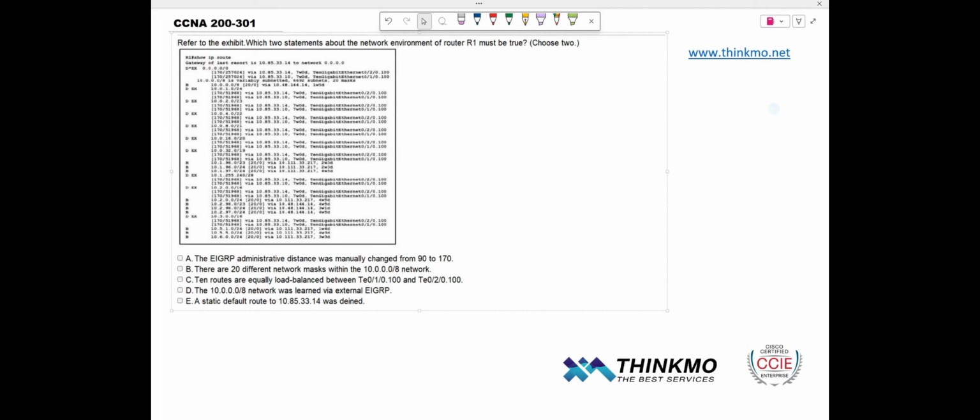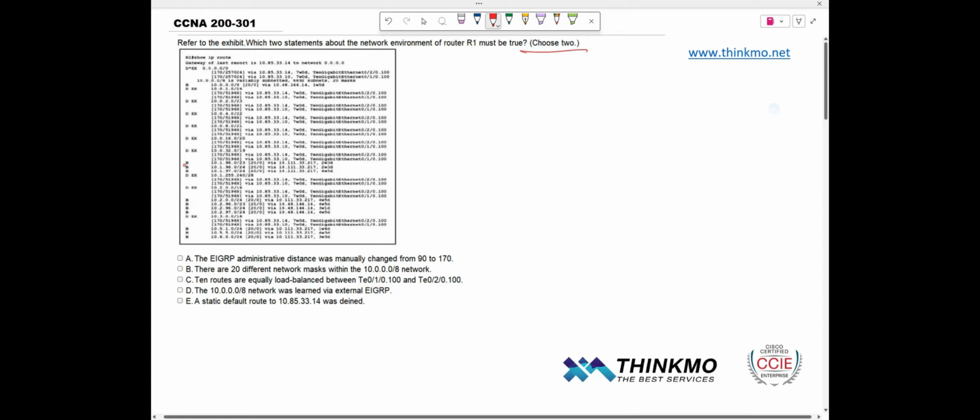The diagram for this question is a bit big, a bit long. It asks, regarding the network environment of this router, which 2 of the following statements are correct? We need to choose 2. First, let's look at this answer. Option C. It says that this TE interface has a sub-interface 100 and another sub-interface 2. That is, between these two sub-interfaces.